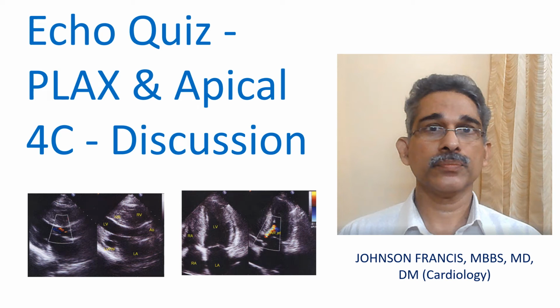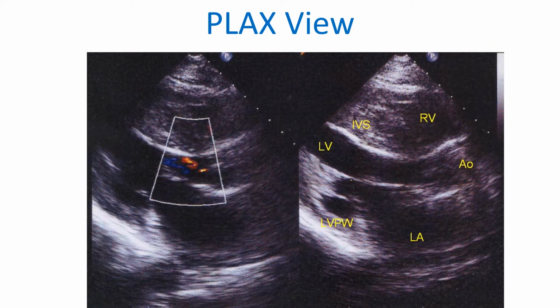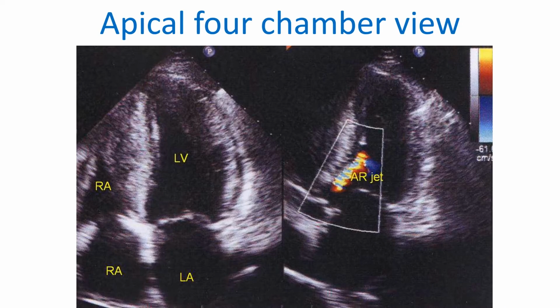This echo quiz has both parasternal long axis and apical four-chamber views to comment on. Here is the parasternal long axis view, one with color Doppler and another without. Apical four-chamber view and five-chamber view with color Doppler. What are your findings and diagnosis?